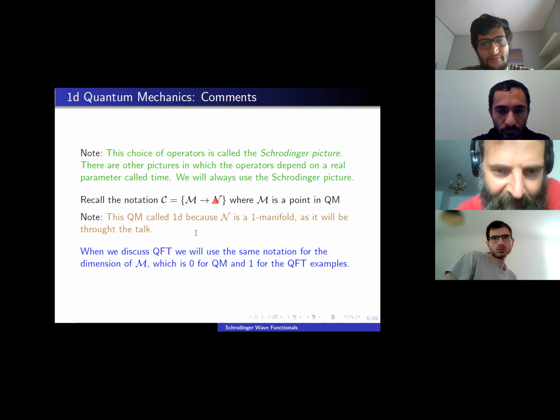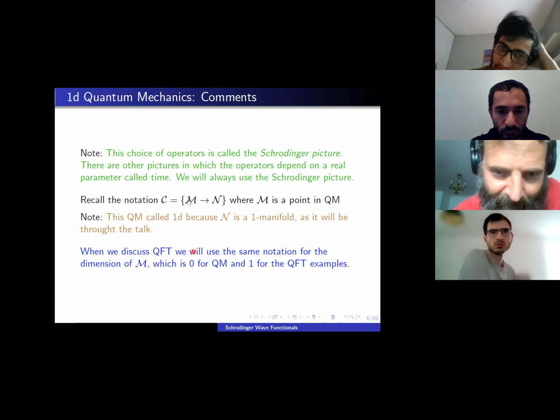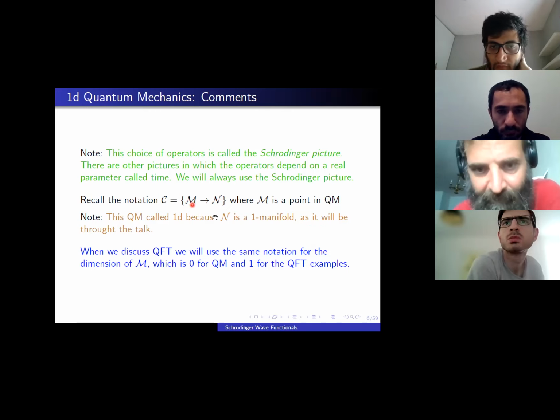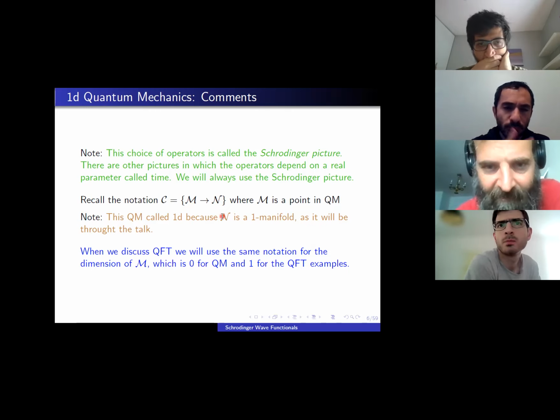In the second half of the talk, I'll talk about quantum field theory, where M isn't zero-dimensional. And so then by dimension, I'll mean the dimension of M. Okay, but for now, it's a dimension of N. So one-dimensional quantum mechanics means N is one-dimensional and M is a point.